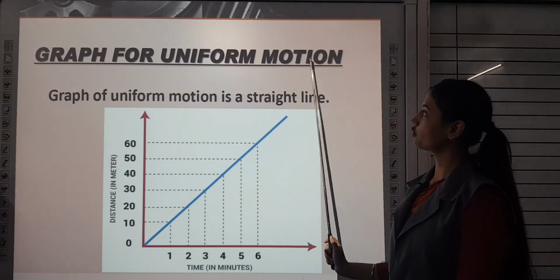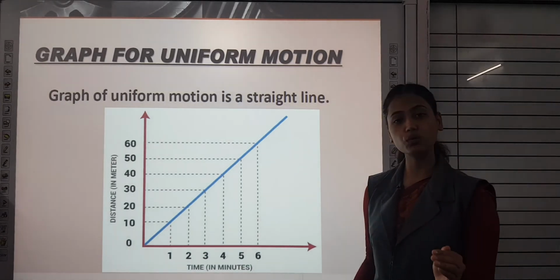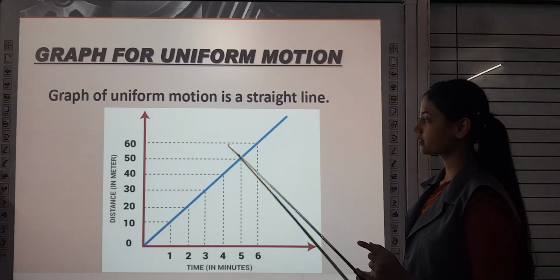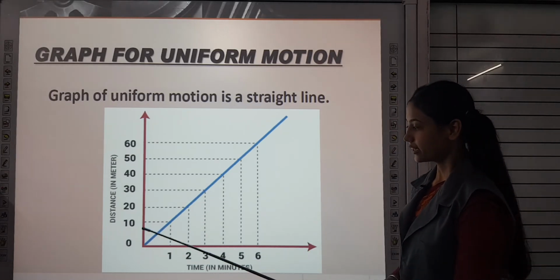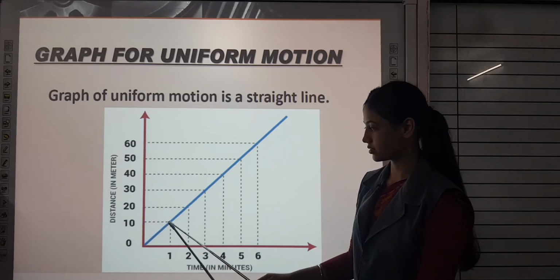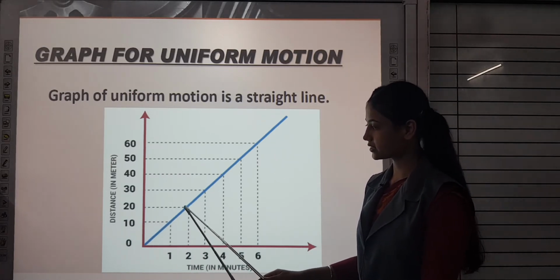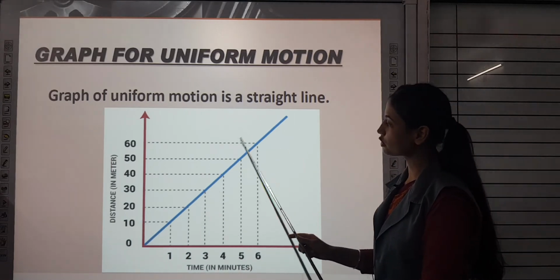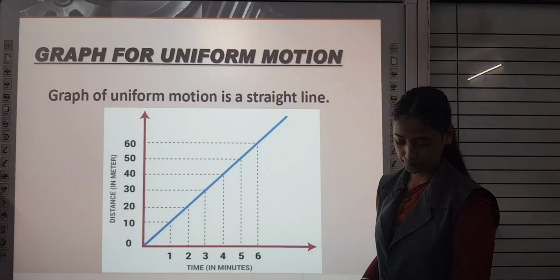Graph for uniform motion: we know that the body covers equal distance in equal intervals of time, so the graph will be a straight line. You can see in the first minute it is covering 10 meters of distance. Then in the next 1 minute it is covering again the next 10 meters and so on. So the graph will be a straight line.